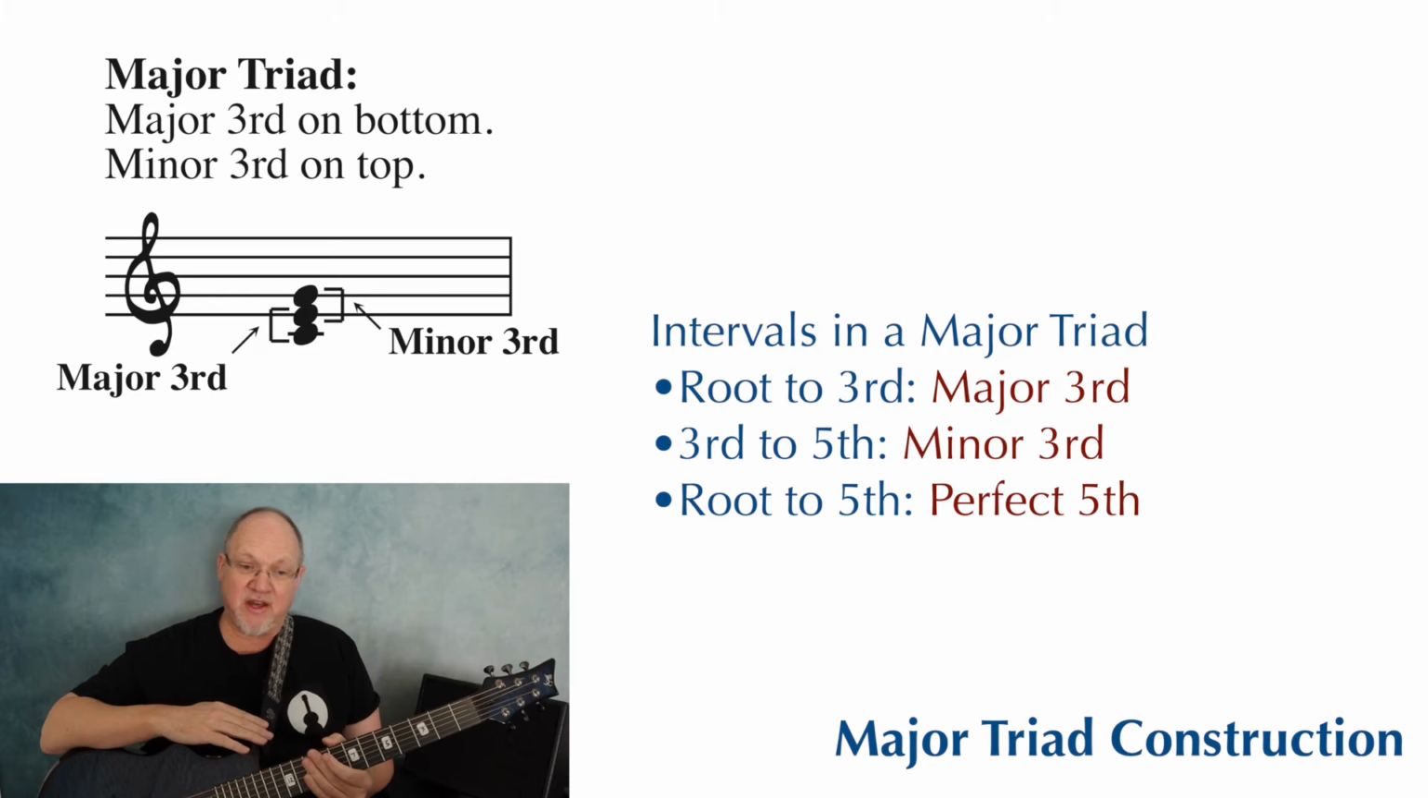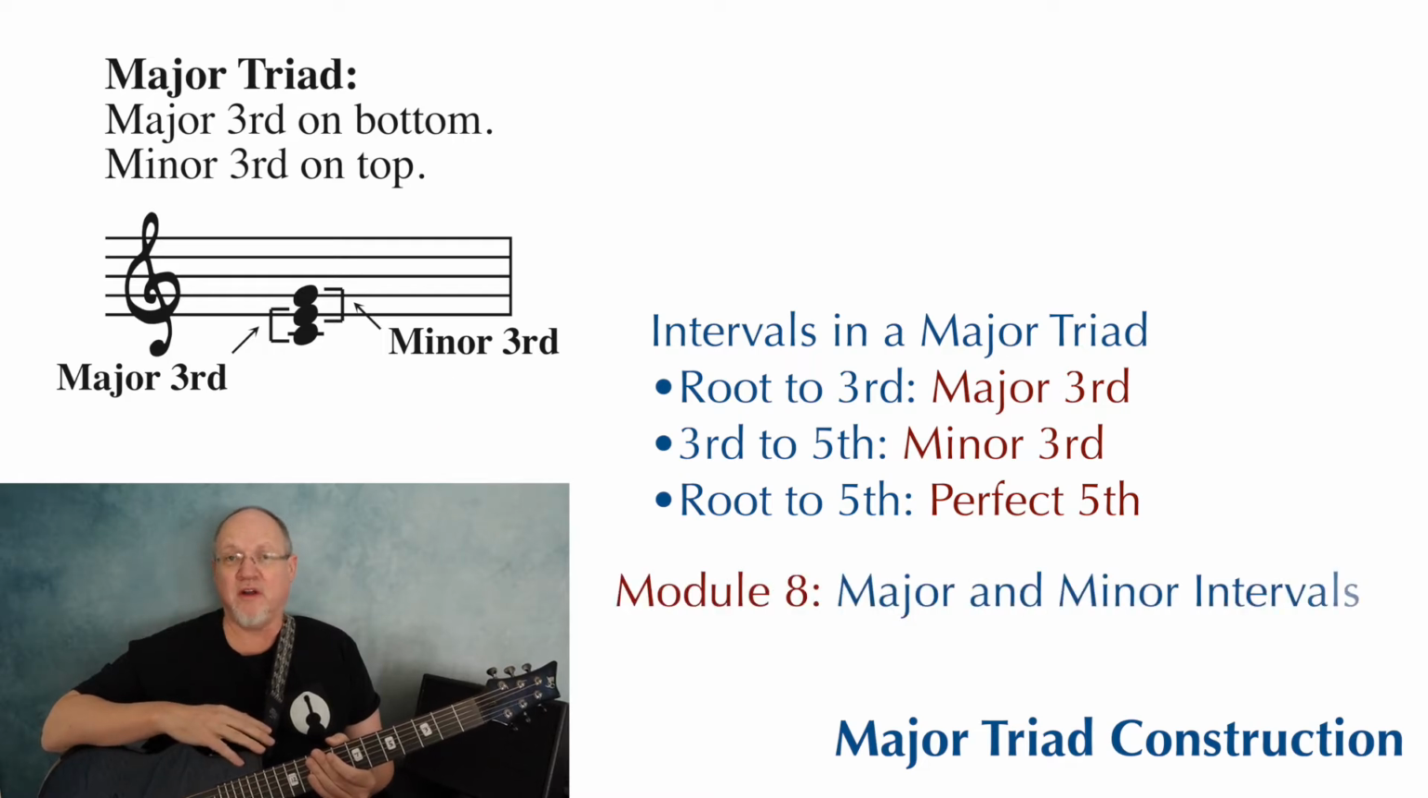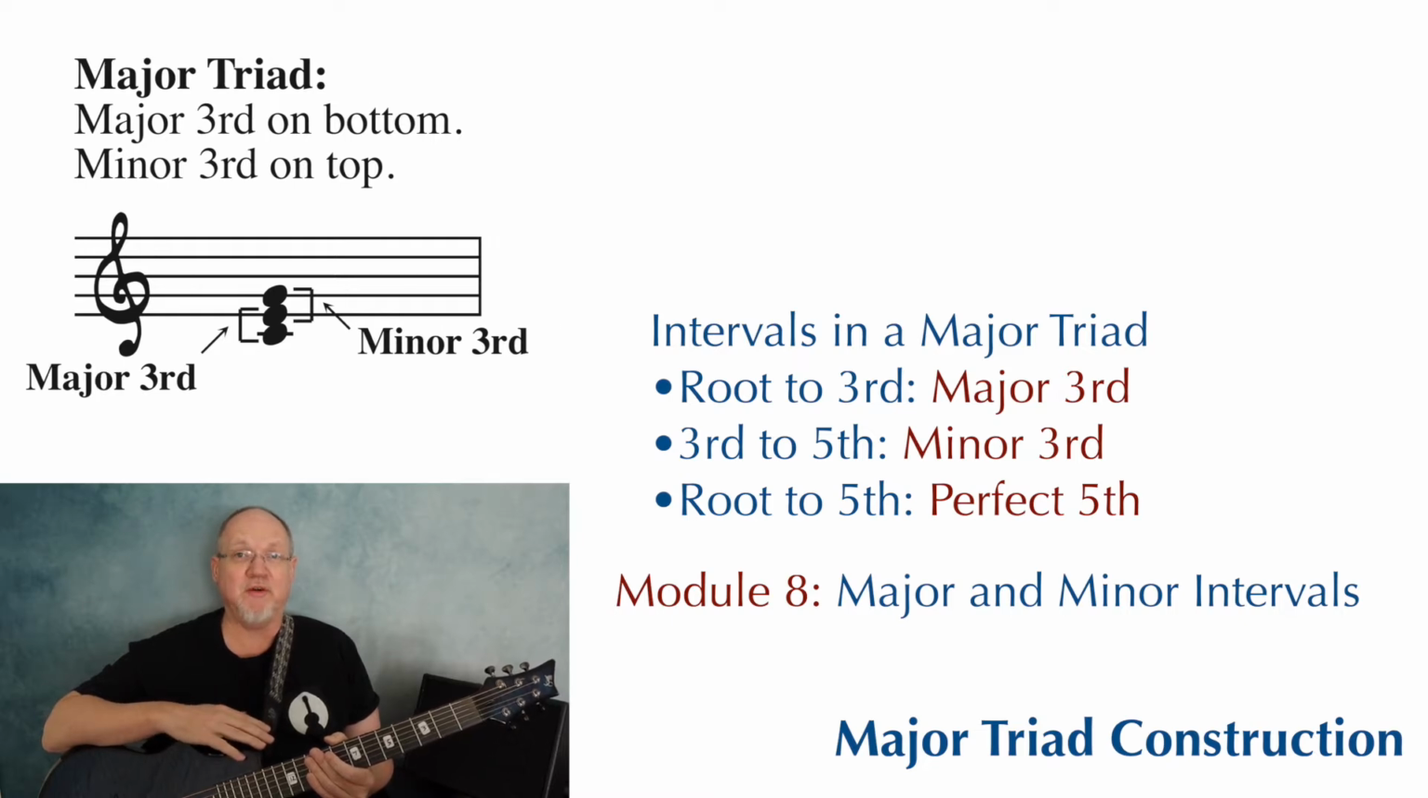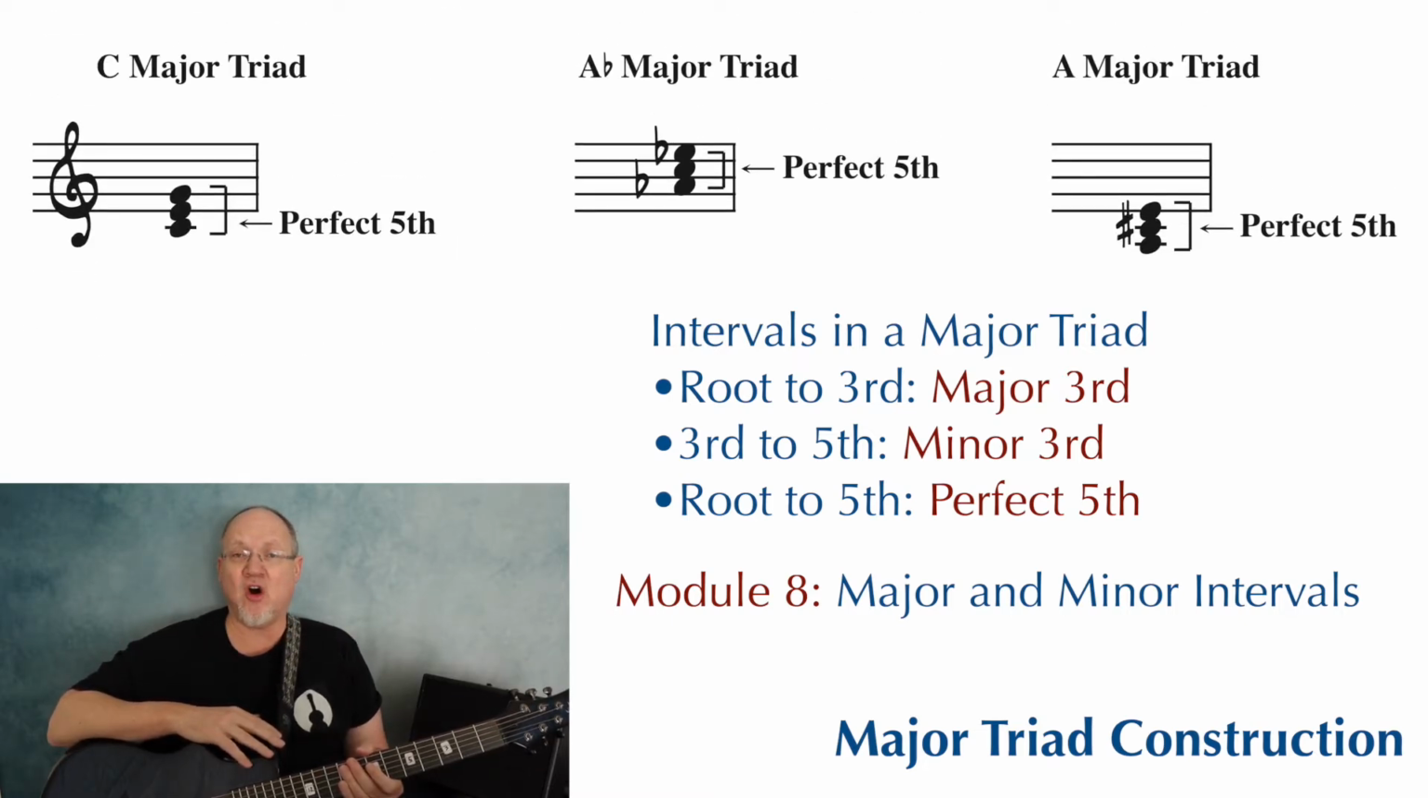In a major triad, the interval between the root and the third of the chord is a major third, and the interval between the third and the fifth of the chord is a minor third. If you're still working on your major and minor intervals, I suggest going back to Module 8 for some review. The fifth of a major triad is always a perfect fifth above the root.